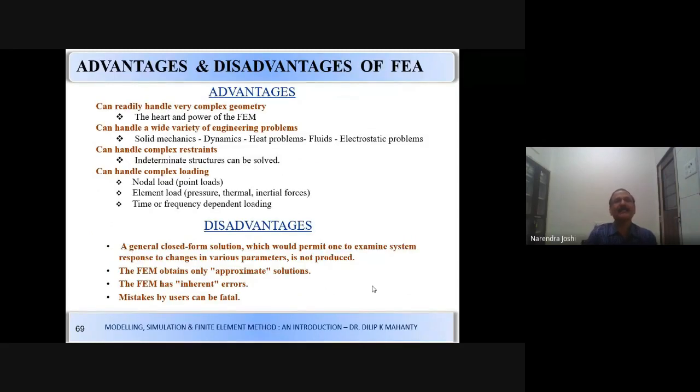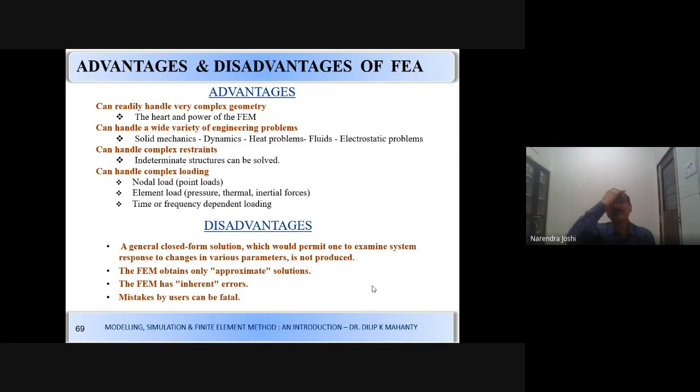Everything has advantages and disadvantages. Advantages: it can readily handle very complex geometry. It can handle engineering problems, a wide variety. You take the problem and you can solve it now. Complex boundary conditions it can take care of, and complex loading it can take care of. At a time, all kinds of loading come into the system, or different kinds of systems come into the picture, you can do that. But there are some disadvantages.